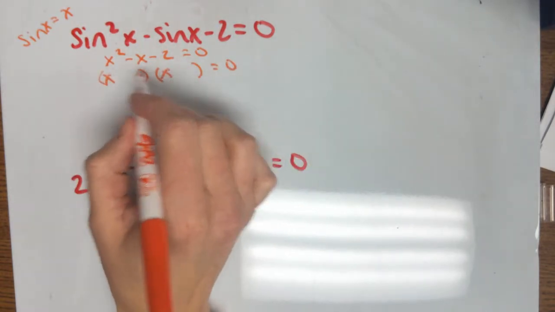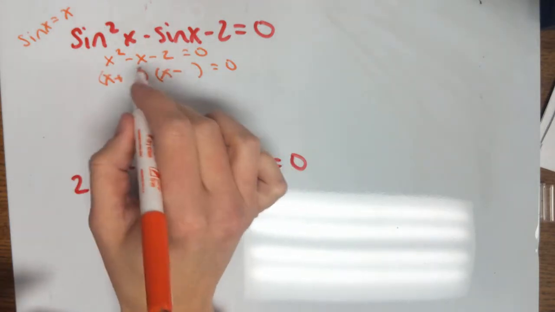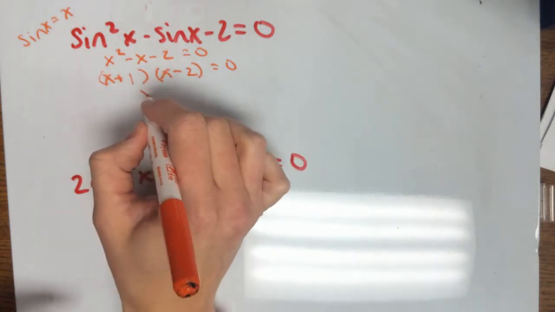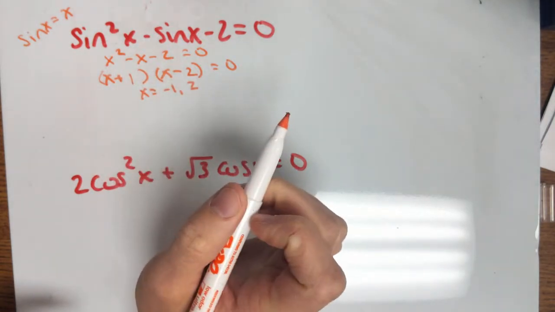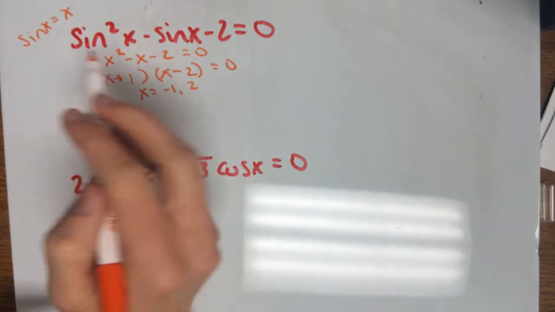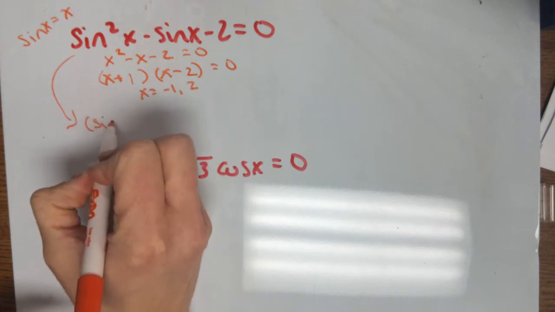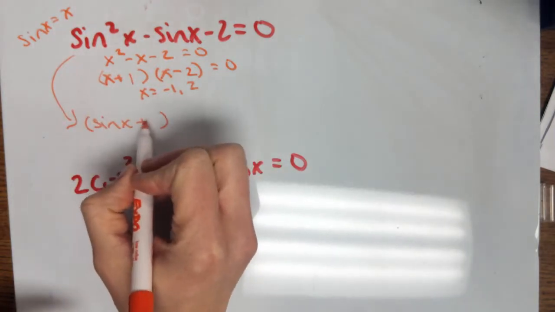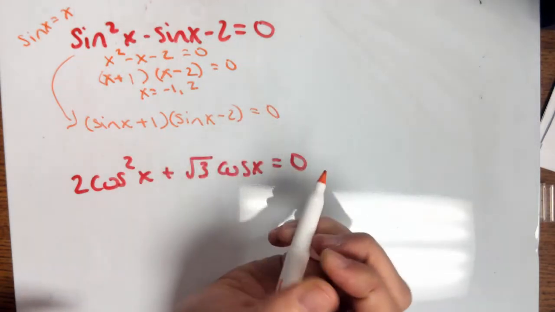So x and x, plus and minus. Then we have to multiply to 2, add to negative 1. So then we would say x equals negative 1 and 2. But really that was sine of x, because remember x is sine of x. So if I go back and go from the very beginning, I could factor this to sine of x plus 1, sine of x minus 2 equals 0.